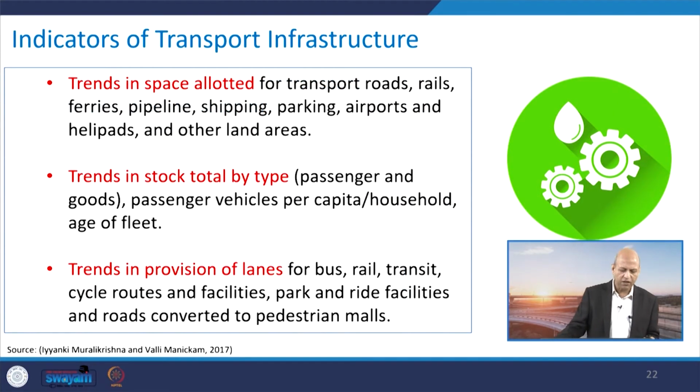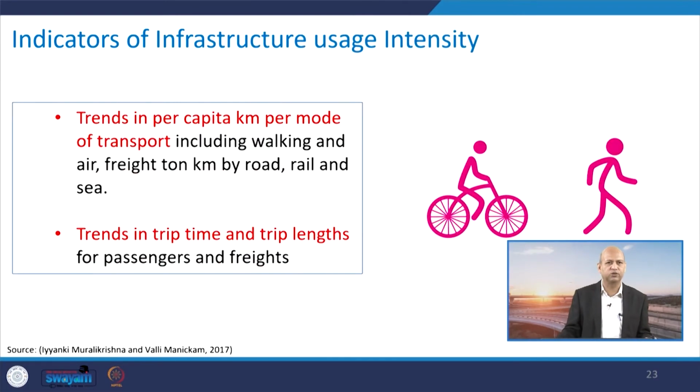into. When we see the indicators of transport infrastructure, then we have to see trends in the space allotted. So, how much space is being occupied by roads or rails or airports etc. Similarly, the trends in stock of the total types like passengers or freight corridors or goods, trends in provisions of the lanes related to bus or footpaths or cycle lanes, bike lanes etc. All these things are the part of that.